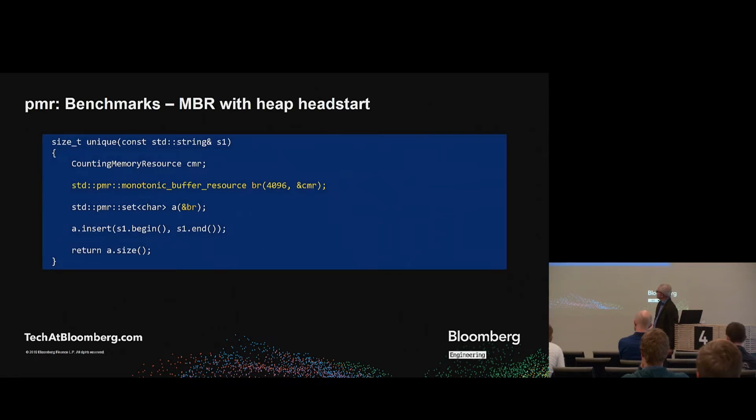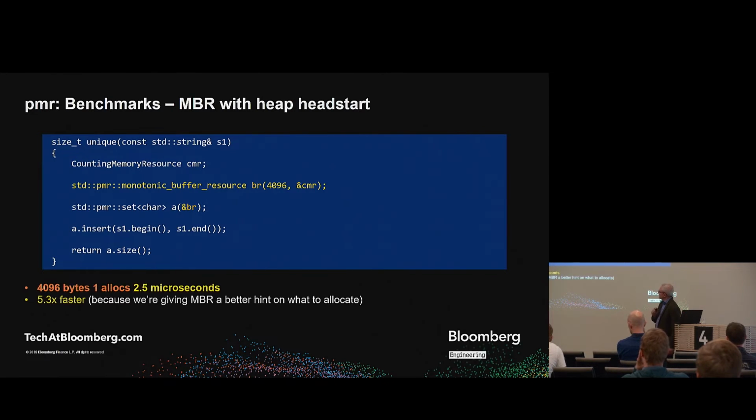Well, based on the kind of work we know we're going to be doing, let's actually give it a bit of a hint. When you first start up the monotonic buffer resource, why not grab 4K of data? Just as a little favor. We're just giving you a favor. So now what happens? We run this. 1 allocation. It goes for that 4K. That's all it needs. So we've shaved off a little bit more time now.